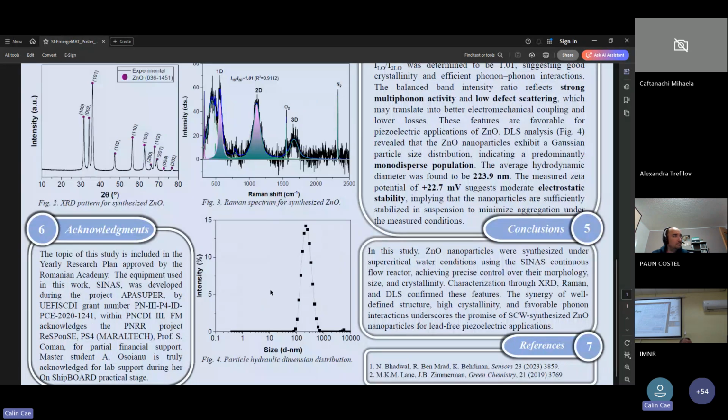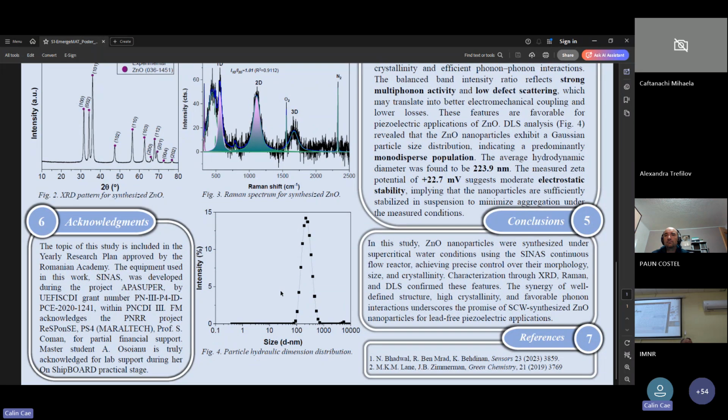Last but not least, the dynamic light scattering analysis indicated monodispersed particle sizes with an average of 224 nanometers and good hydrodynamic stability. Overall, these results demonstrate that supercritical water can act as a sustainable and efficient reaction medium for material synthesis. Thank you for your attention.